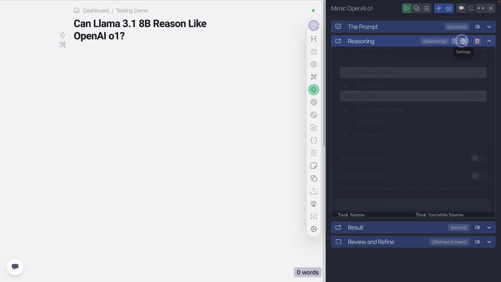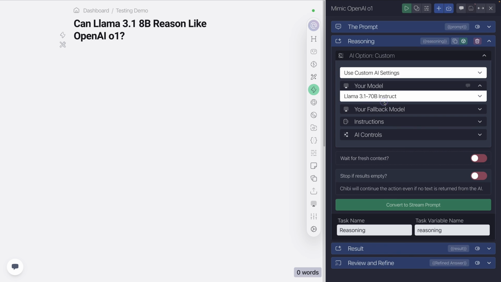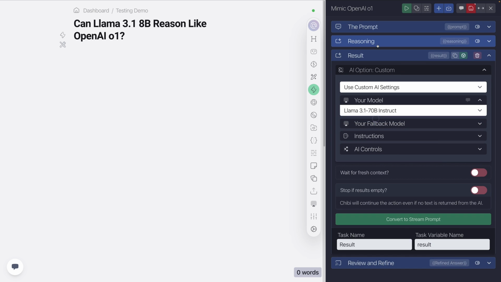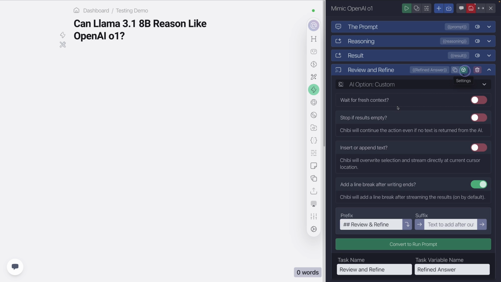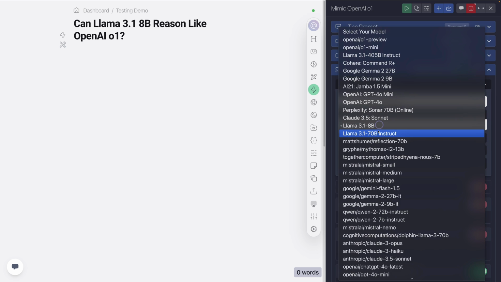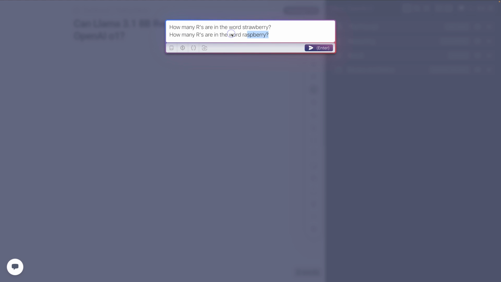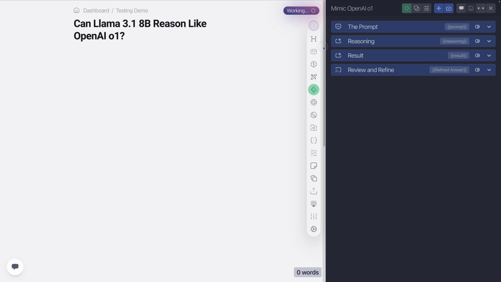In fact, you know what? Let's just see what would happen if we switch this to 70B. It's not really the intent of this video, but let's see what we get. I think that model is set up correctly. If I run this with a 70 billion parameter model, does it do better? Let's see. In the background, it should be doing its reasoning, coming up with a result, and then reviewing it here in just a moment. And we'll see if we get what we're supposed to be getting.